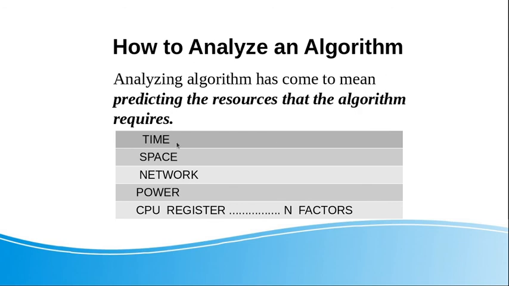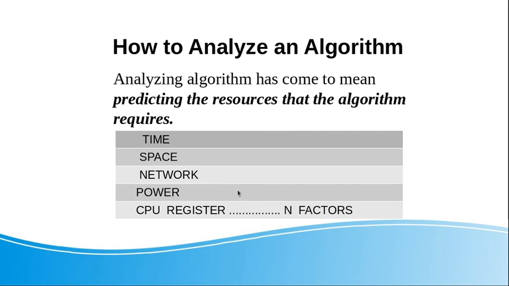So what are the resources required for an algorithm? Time, the time required to execute an algorithm. Space, the amount of memory required to execute an algorithm. Network, nowadays, means where computation can be done in a cloud or some other platform, a remote place. So network is a parameter used for analyzing the algorithm. Power, the amount of power required to execute an algorithm. Power is another constraint for finding the efficiency.